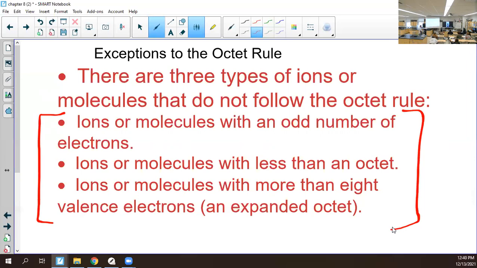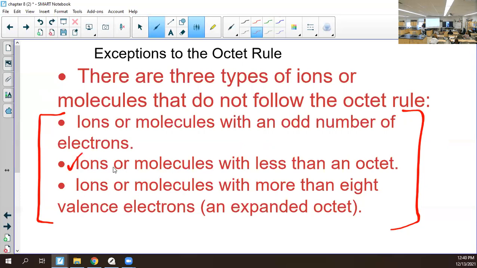So the 3 exceptions to the octet rule: the first is when you have an odd number. These are rare, but when you have an odd number, you can't complete the octet on the central atom. The central atom is the one that always gets hosed in the exception because it's the least electronegative. It has no say in the relationship. Okay? Ions are molecules with less than an octet.